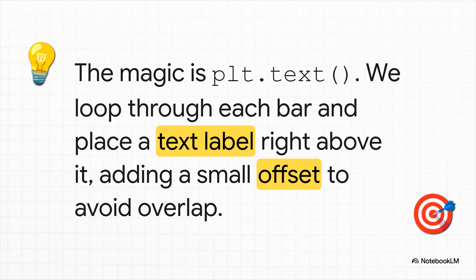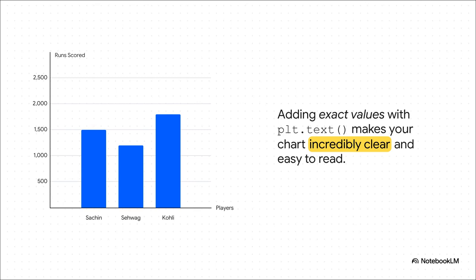That's it. And check out the difference it makes. No more squinting at the y-axis, no more trying to guess the exact value of a bar. The number is right there. It makes the chart incredibly easy to read and just removes any doubt. This is one of those small changes that has a massive impact on clarity.